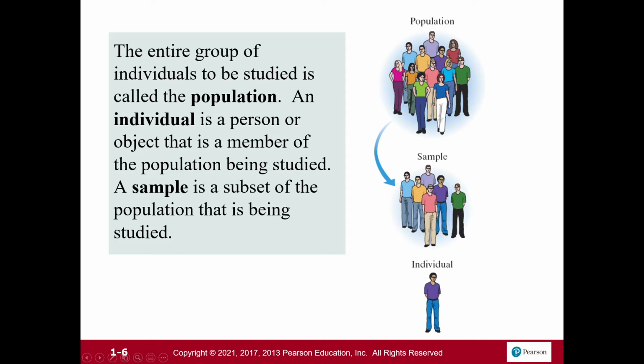An individual is a person or object that is a member of the population being studied. A sample is a subset or a group from the population. Usually it is a random group, and we do that to eliminate certain biases in our studies when we get samples. It's very important that our sample is a good representation of the entire population.